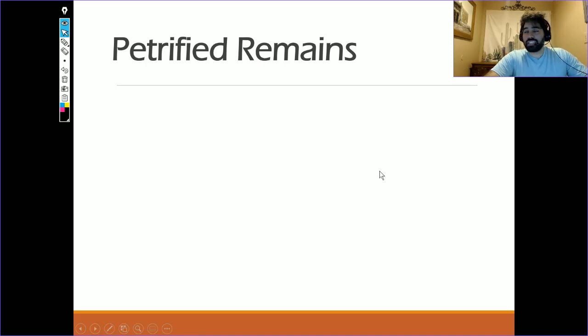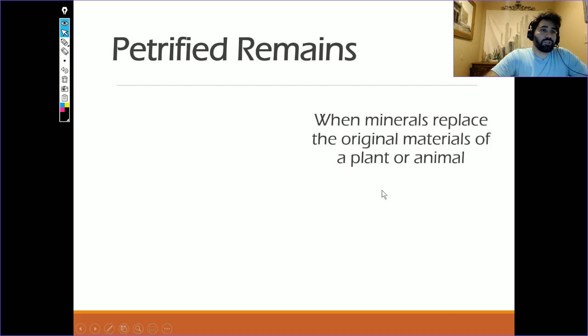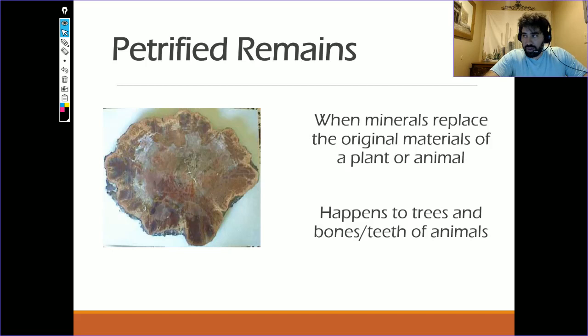Petrification. So one type of fossil is petrified remains. These are when minerals replace the original material. So these fossils aren't actually what they originally were. Like if you have a petrified tree, which we've all seen before, and you felt it, it feels like a rock. Well, that's because it is a rock, right?